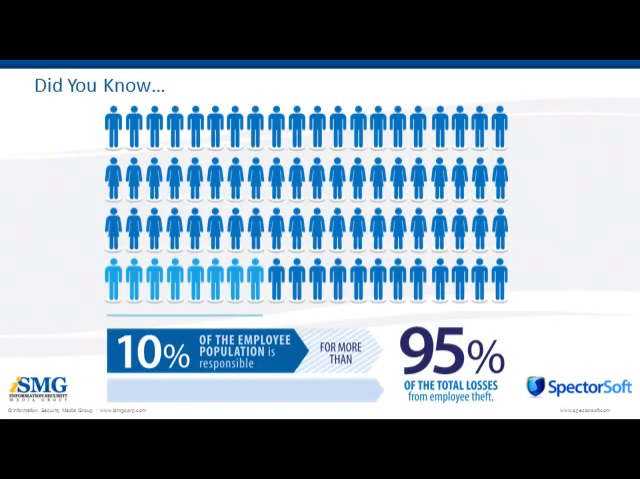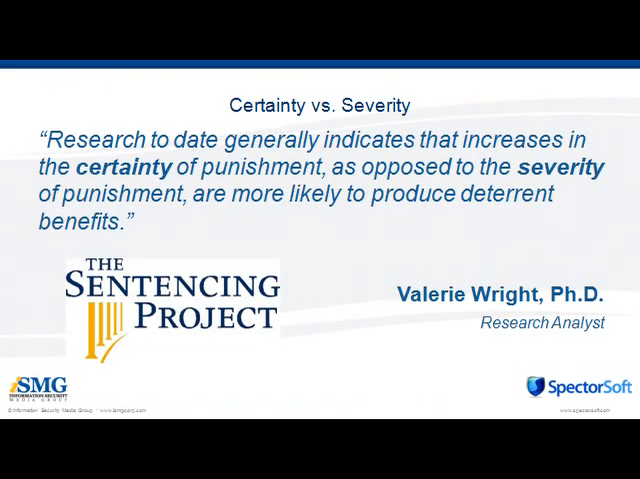While it may only be 10% of the employee population that is responsible for most of the total losses, that's still a big number. More concerning is we don't know exactly who presents the risk. The Sentencing Project did a study where they determined that the certainty of punishment was more of a deterrent than the severity. So making a punishment more harsh does little as a deterrent, as opposed to convincing someone that they will be caught.